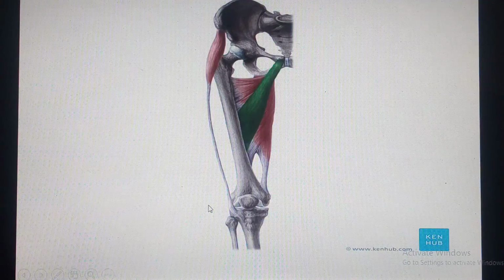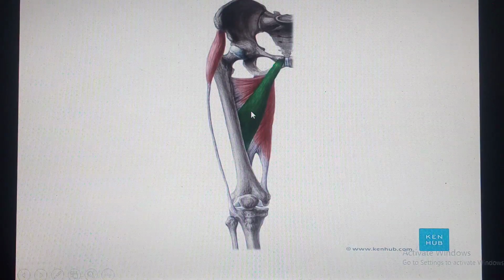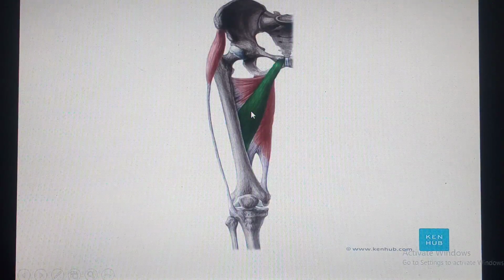So this is one of the muscles of the medial compartment of the thigh. This muscle that you find over here, the superficial muscle, is known as Adductor Longus Muscle. You can see it's more or less triangular or fan shaped, and it's superficial. There are actually three muscles of this group. You have Adductor Longus, Adductor Brevis, and Adductor Magnus, from superficial to deep.